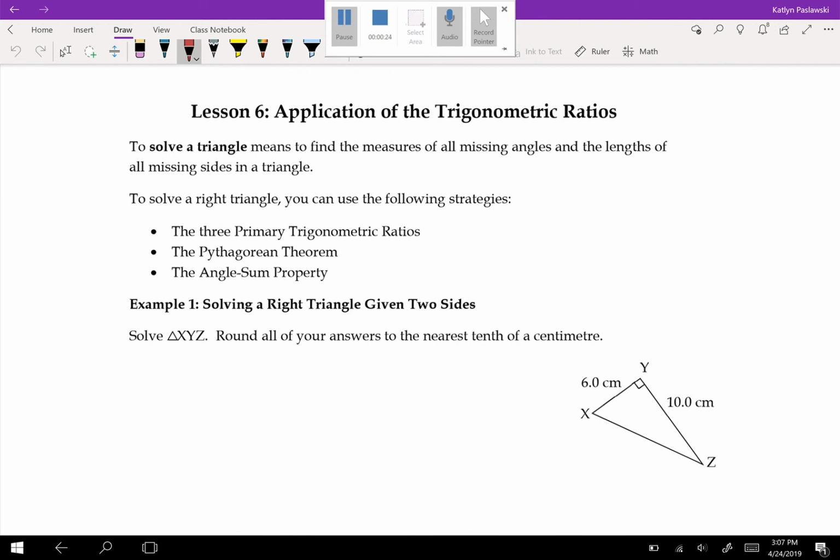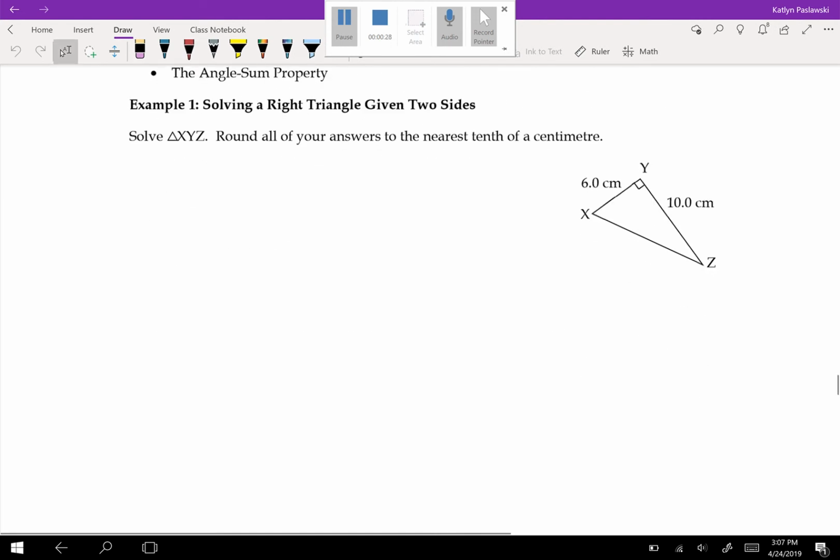So here in example 1, it is asking us to solve angle XYZ as illustrated by the capital letters in the corners where the angles are located, and to round the answer to the nearest tenth of a centimeter. So first I'm going to identify that I have two lengths that are located as the opposite and the adjacent, depending on if I'm looking at angle X or if I'm looking from angle Z. So I'm going to choose to solve for angle X.